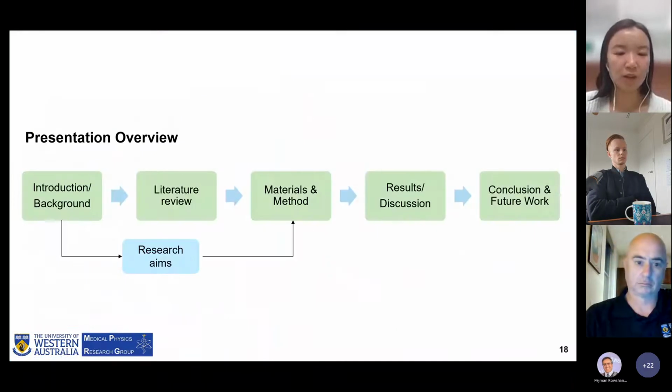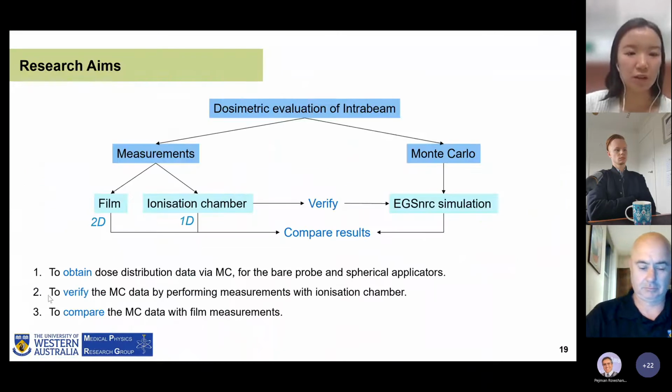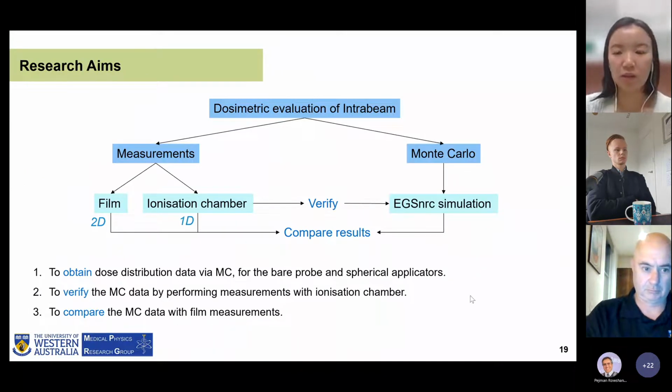A quick overview of research aims. So this thesis aimed to evaluate dose from the Intrabeam. So first we obtained the dose distribution data from Monte Carlo for the bare probe and all applicators. We wanted to verify this data with measurements by ionization chambers, and if that all went well, we wanted to compare further Monte Carlo simulations with film results.